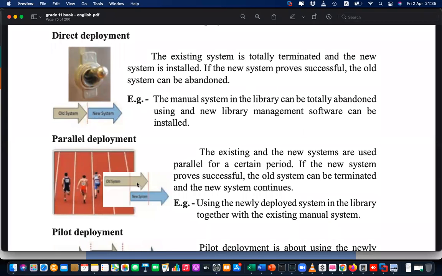So parallel development means the old system is also running, and the new system is also running for some period. This is safer because you still have the old system in your hand and the new system is also there. But on the other hand, there will be staff or user resistance. The reason is they have to work with two systems, the manual system and the electronic system, both. That is also a problem. But this is safer for the organization because in case of failure, you still have the whole system and you will not lose any data.